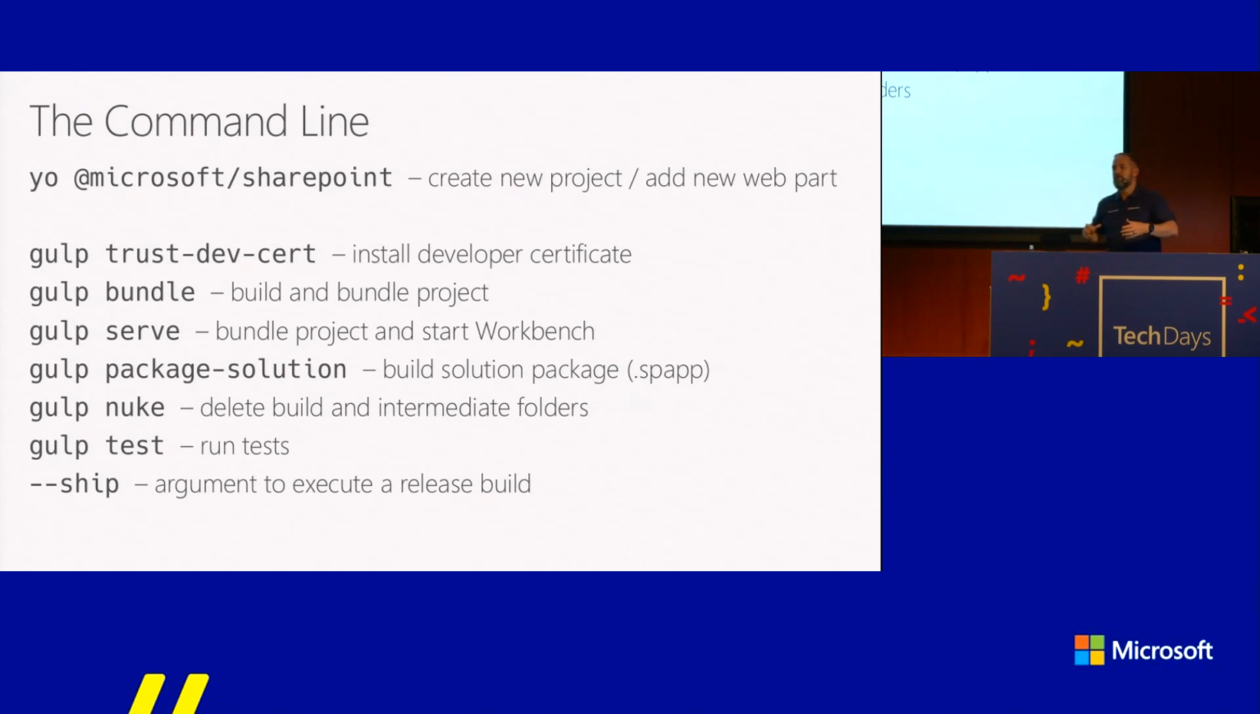Gulp serve is what we're going to use to launch the browser workbench, and it's going to be a web server that's listening on port 4200. Packaging your solution, again, is going to build your SPFx file for manual upload. Gulp nuke is sort of like a clean from Visual Studio. And then gulp test runs the tests, and we'll look at those as well. It shows you with a single test in there how to build tests so that you can have unit tests built around your web part. And then --ship is to create a release build.